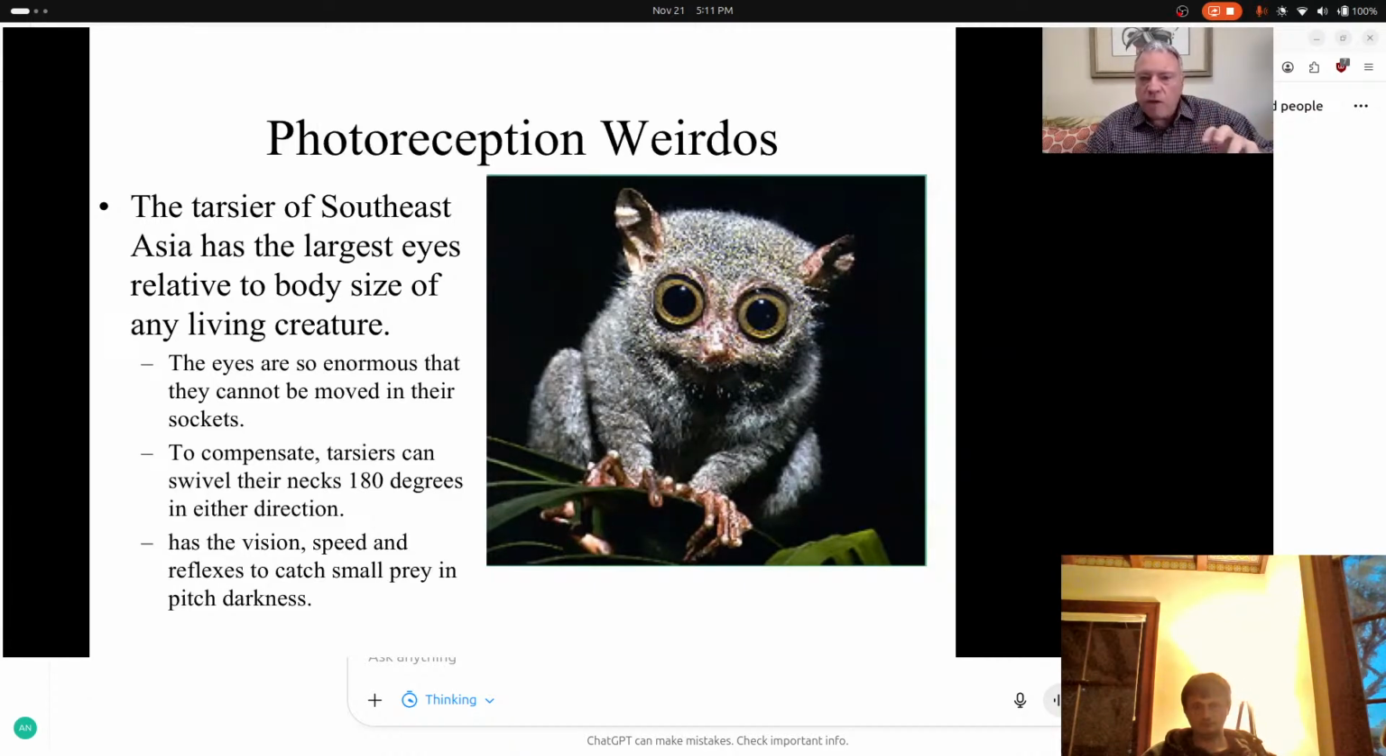And their eyes are so big that they can't move their eyes. So it's not like, I can look over there by just moving my eyes. They can't do that. Their eyes are just too big to move, so they have to move their whole head in order to see. To compensate for that, their neck can actually rotate 180 degrees, so they can turn their head and look straight behind them.